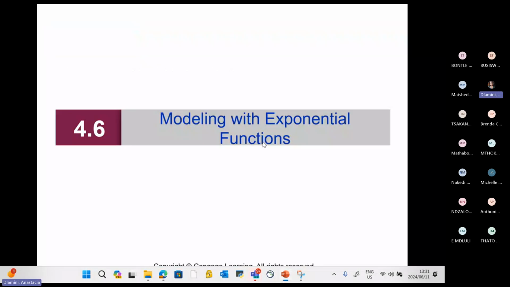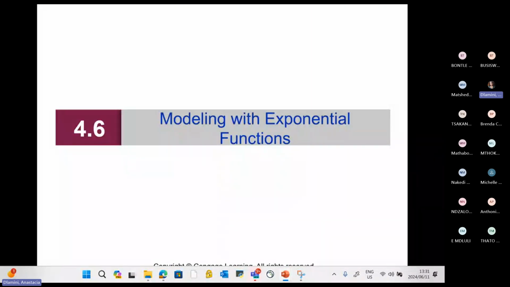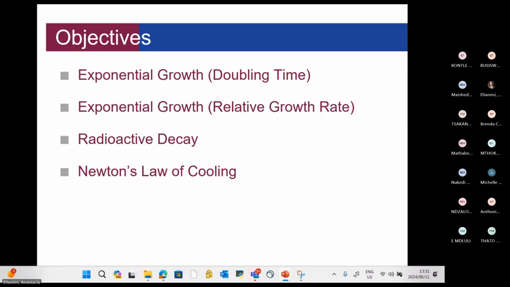We're still in chapter 4, exponential and logarithmic functions. What are we doing here? We are modeling with exponential functions. So at this point, you understand the exponential functions, and we're going to use them to model real life situations. The objective is to learn about exponential growth related to doubling time, exponential growth related to relative growth rates, radioactive decay, and Newton's law of cooling.